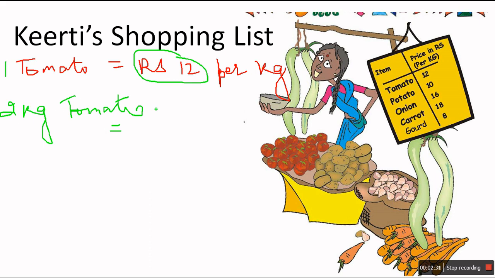So if 2 kg is there, the rate will be rupees 12 plus rupees 12. So 12 plus 12 is rupees 24. In this way we can calculate the price of 2 kg. To calculate the price of 3 kg, we will add 12 plus 12 plus 12, that will become 36.